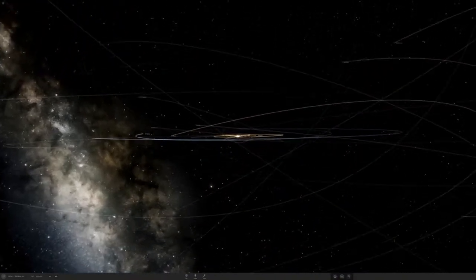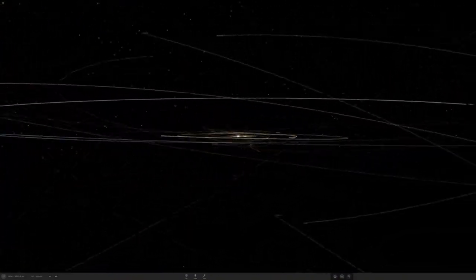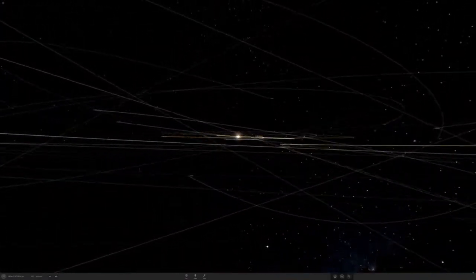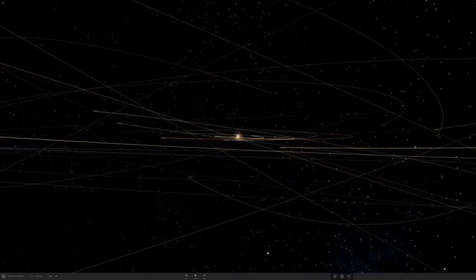This is the structure of our solar system. It's the reason why we see the planets, the sun and the moon, all traveling on a nice flattened out plane in the sky from our point of view.